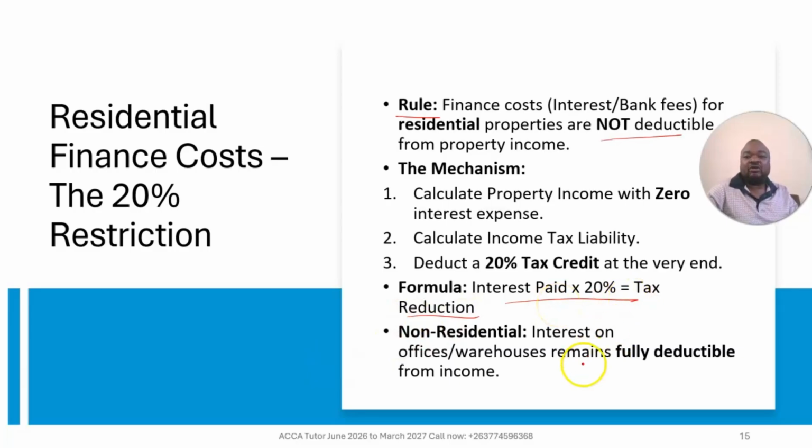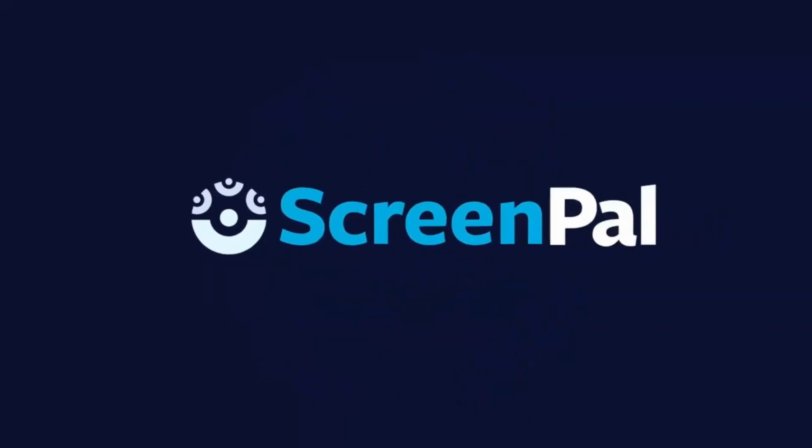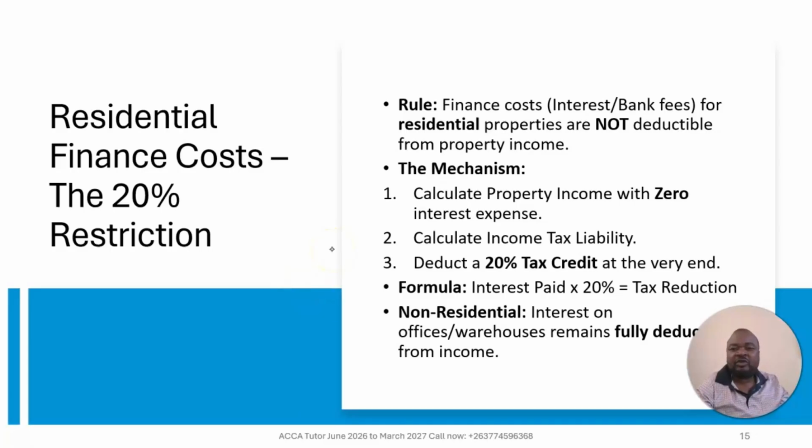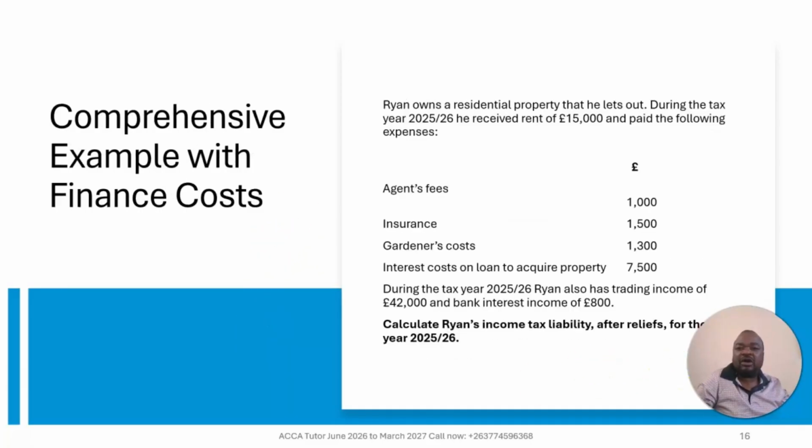All right, so for non-residential properties, interest on offices or warehouses remains fully deductible from income. So for those other properties which are not residential in nature, their interest is going to be tax deductible, right? You're going to deduct it fully from the income. Now, let's look at this example to see what goes on.